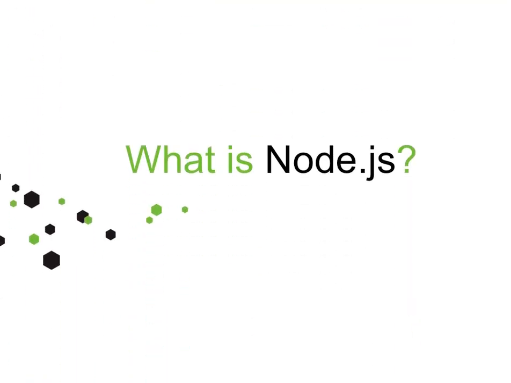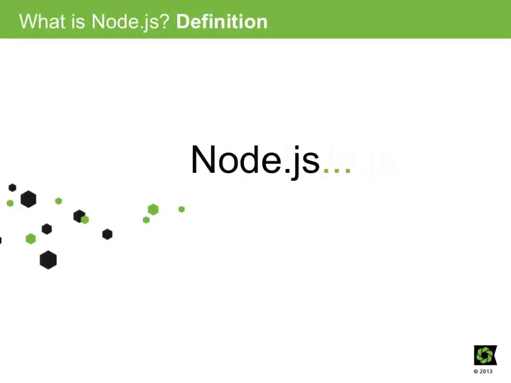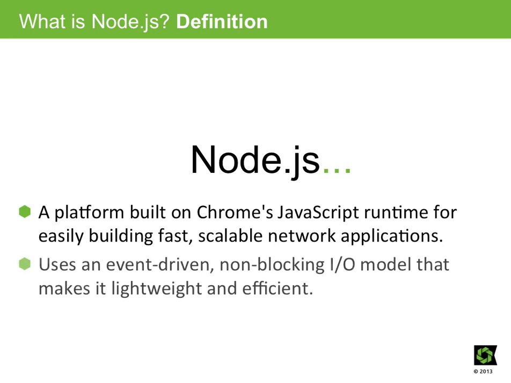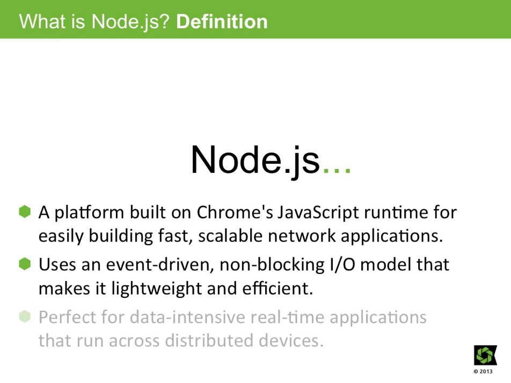What is Node.js? Let's see how Node's website describes the technology. Node.js is a platform built on Chrome's JavaScript runtime for easily building fast, scalable network applications. Node.js uses an event-driven, non-blocking I/O model that makes it lightweight and efficient, and it's perfect for data-intensive, real-time applications that run across distributed devices.